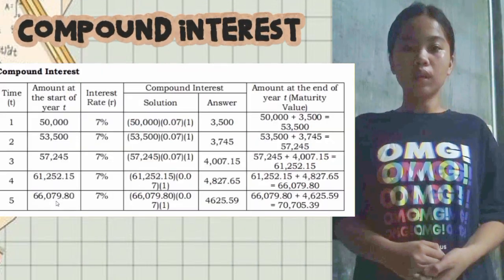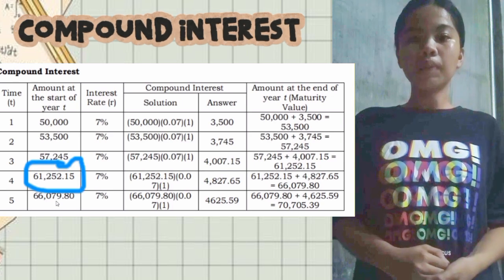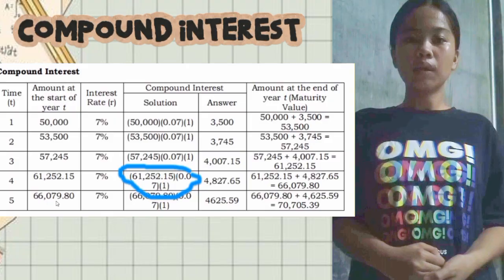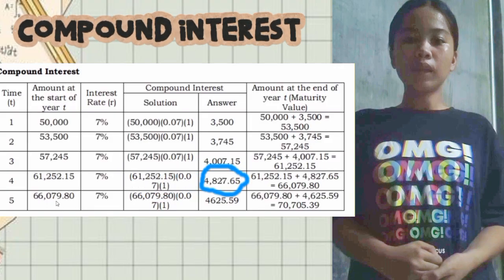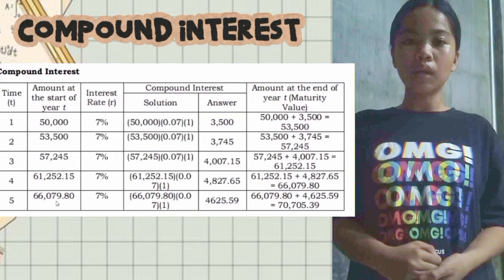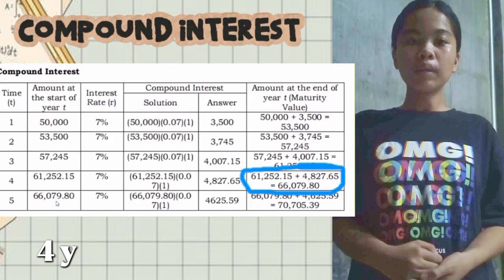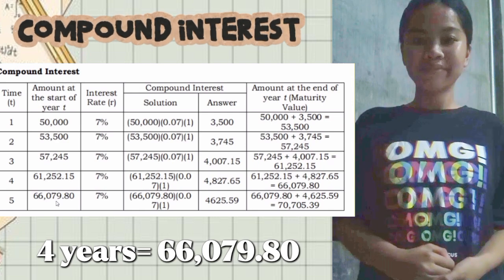Sa ika-4 na taon, ang bagong principal ay 61,252.15. Imultiply natin ito sa 0.07 para makuha ang interest. 61,252.15 times 0.07 equals 4,287.65. Ibig sabihin, ito ang tubo o kinita mo sa ika-4 na taon. Pag in-add mo ito sa 61,252.15, makukuha mo ang 65,539.80 bilang bagong total o principal for 5 years.